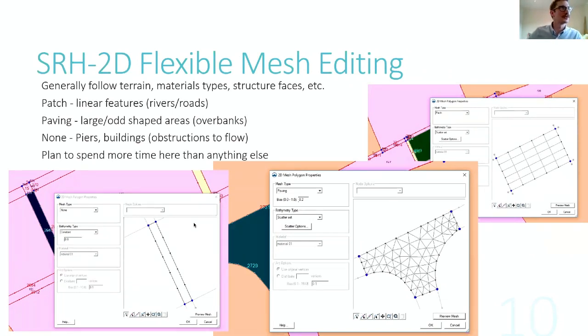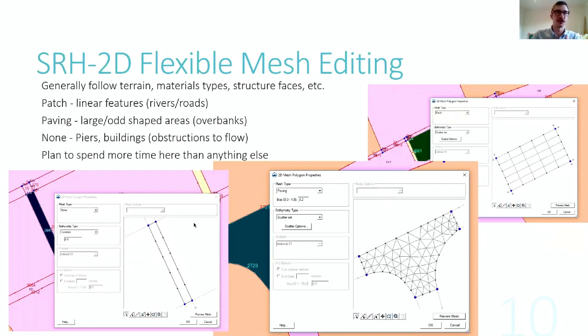And so I put these in the wrong order here. You would think they'd go left to right, but it's actually right to left. So looking on the right side at the patch type of mesh generation, this would be used for generating a mesh over a roadway or generating it within a channel within the banks. The paving, which is in the middle, is what you would generally use over your whole area, but also it kind of represents odd features.